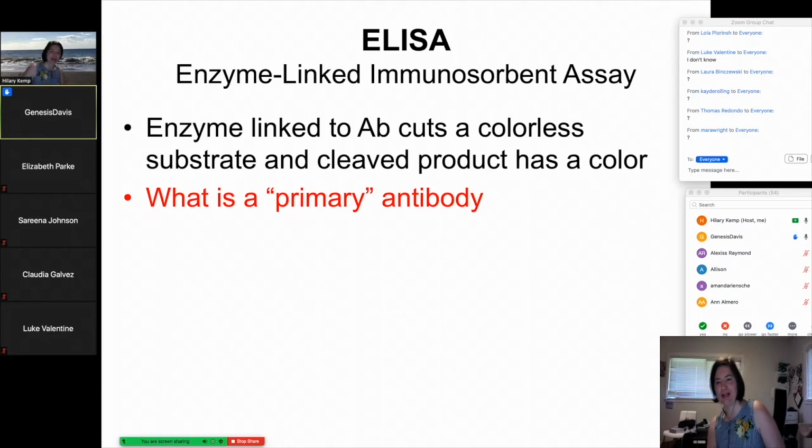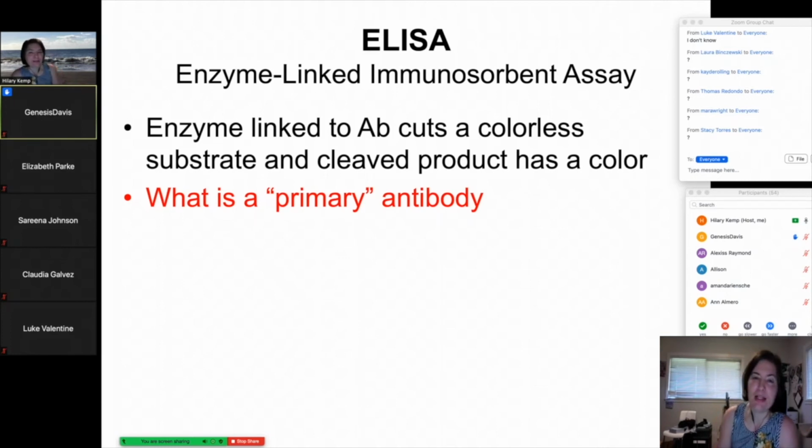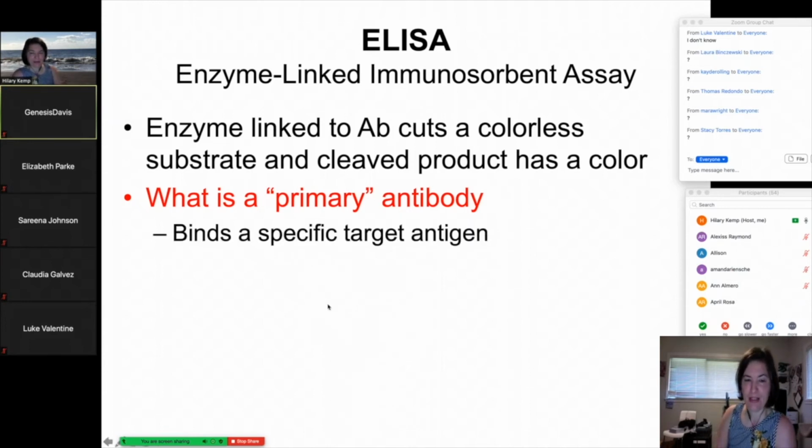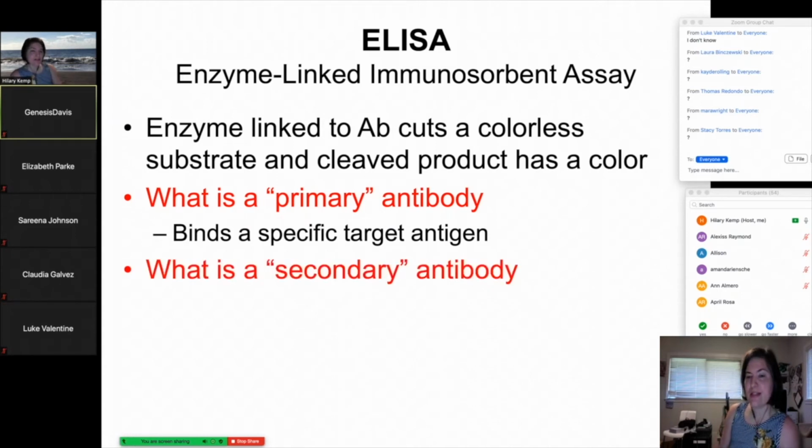Yes, that's correct. And this suggests there's more than one antibody, which is true. There's a secondary. So there's a couple of antibodies involved in this test, and the primary one is the one that binds the antigen. It binds a specific antigen in this particular test. There's also a secondary antibody. If you know or can guess what that secondary antibody is, you can write it into the chat or raise your hand or put in a question mark. Those are your options.